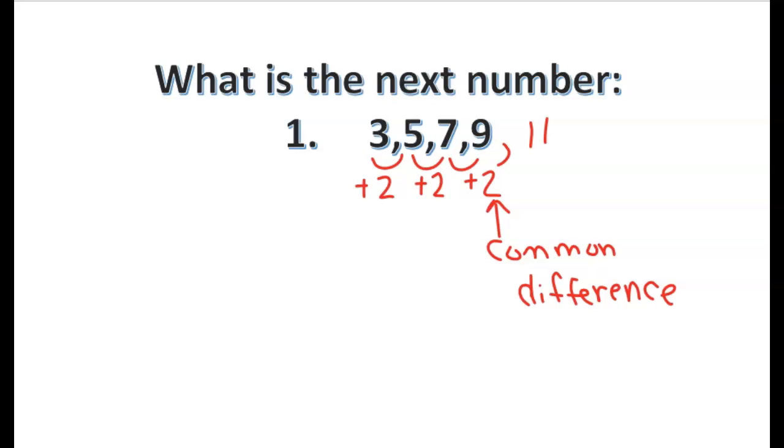If I'm adding it each time, why am I calling it the common difference instead of the common adder? Well, remember your fact families from back there in elementary school? You add 2 to get to the next number, or you can subtract 2 to get to the previous number. So it's two ways to look at the same thing. I am repeatedly adding a number, so this is an arithmetic sequence.